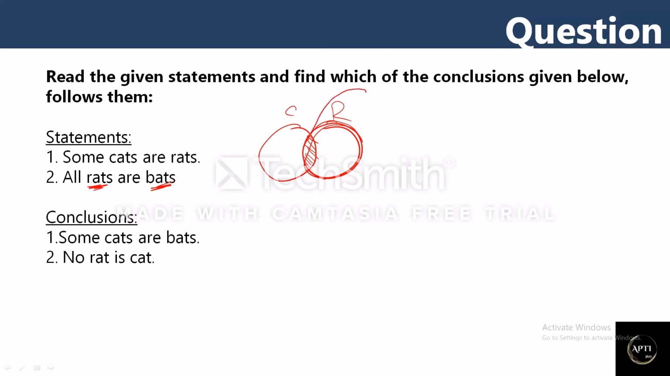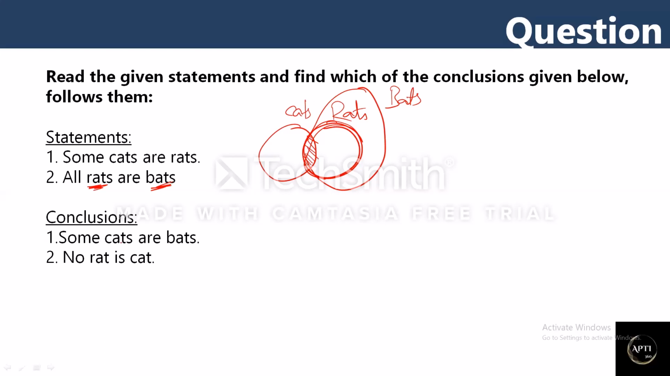All rats are present in cats, so I have to draw like this. This is bats, this is rats and this is cats. So some part of cats are rats and all rats are bats. Even for the maximum case you will get the same thing if you try to understand the Venn diagram. Why? Because there is no other circle to disturb, and we have already disturbed the circle of cat. So now we'll directly check the conclusions.